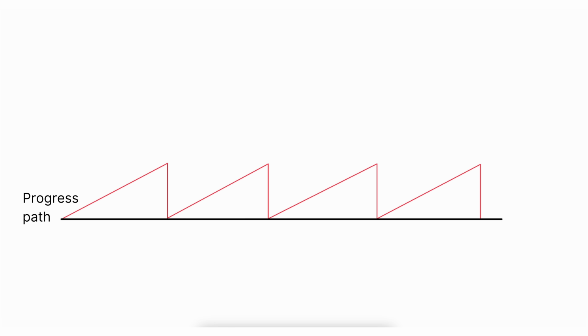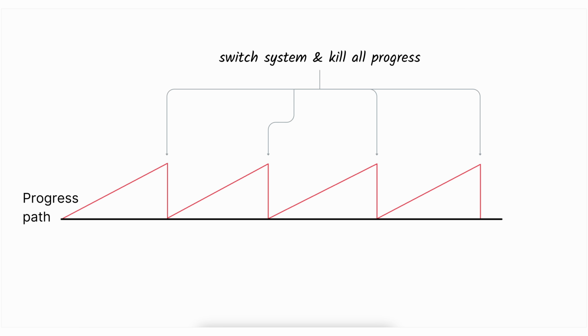Now what this does when you are constantly switching strategies is it messes up your progress path. Every time you find a new system, you move in the right direction for a short period of time. But then you start to hit some losses. You lose faith in the system, you switch your system, and you kill all your progress by going and looking for something else in another YouTube tutorial.